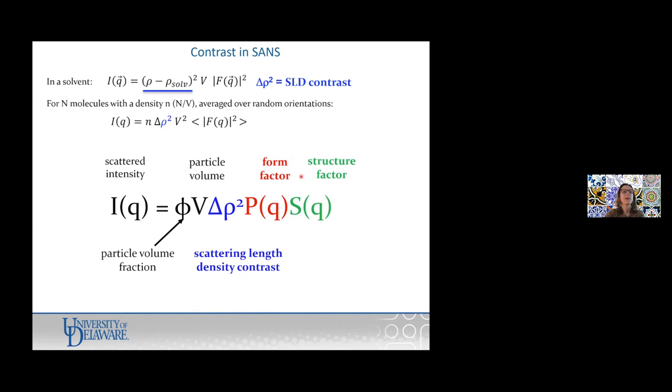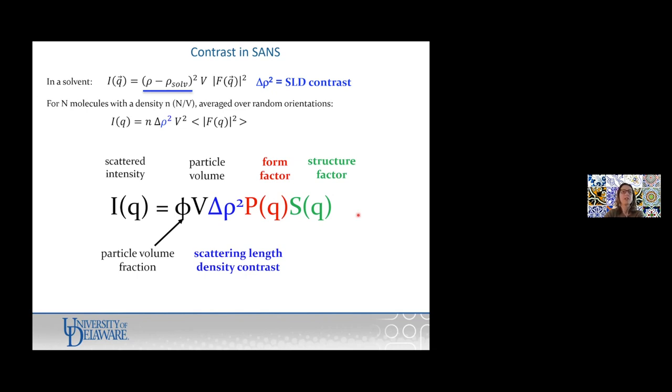So now we come to this magic formula that you will see many, many times, and that hopefully you will remember. If nothing else, please remember this formula. Your intensities will be proportional, of course, to the particle volume fraction and the particle volume itself. They are proportional to the contrast of your sample, to a form factor that describes the shape of your molecule, so the shape of your fish. And if your fish start talking to each other and influencing each other and interacting, then there will also be what we call a structure factor that we also need to model to fit our data.